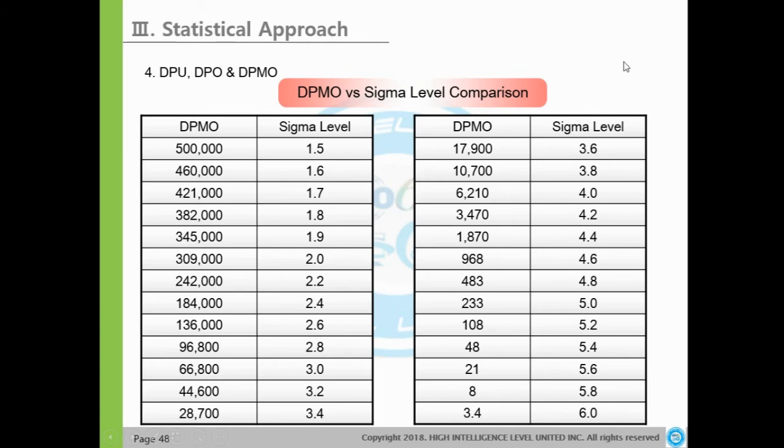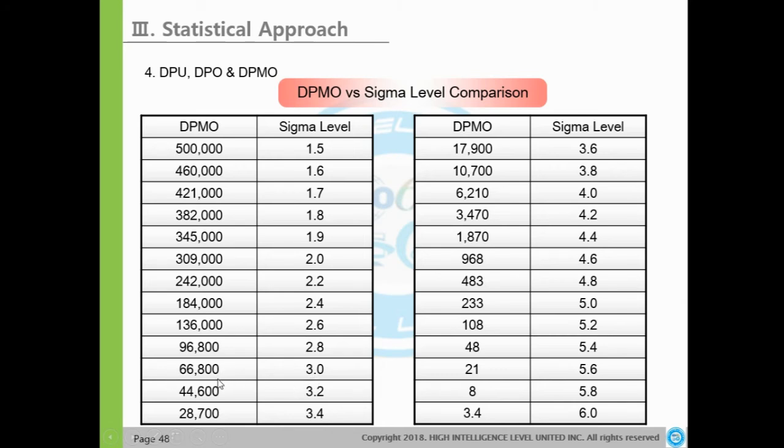Okay, this is DPMO and sigma level comparison. This is DPMO, this is sigma level. So Six Sigma level is 3.4 DPMO. Normally, local company, the level is almost 3 Sigma level.